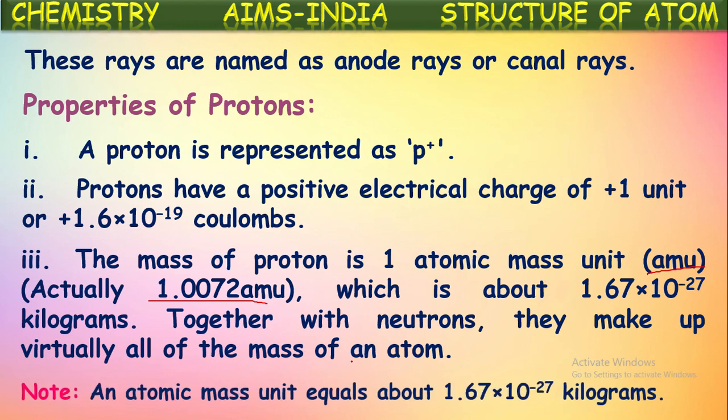An atomic mass unit is equal to 1.67 into 10 to the power of minus 27 kilograms. We told here that the mass of a proton is equal to 1 AMU, where AMU is nothing but atomic mass unit. 1 atomic mass unit, in terms of kilograms, is 1.67 into 10 to the power of minus 27 kilograms. So we can say the mass of a proton is equal to 1 AMU.